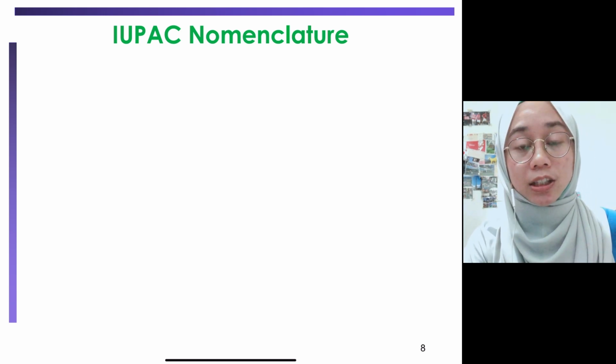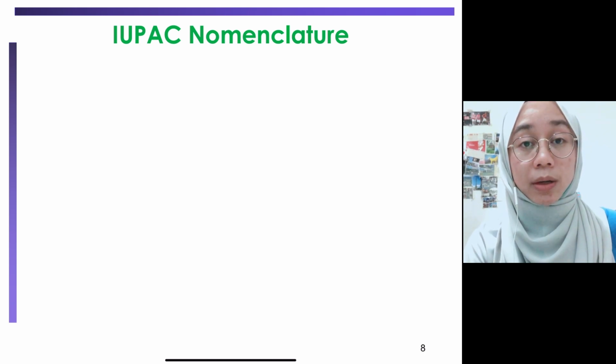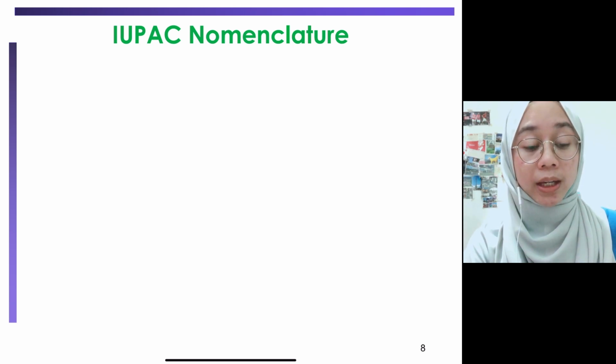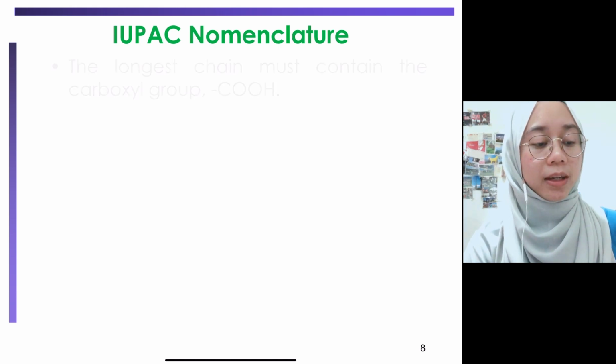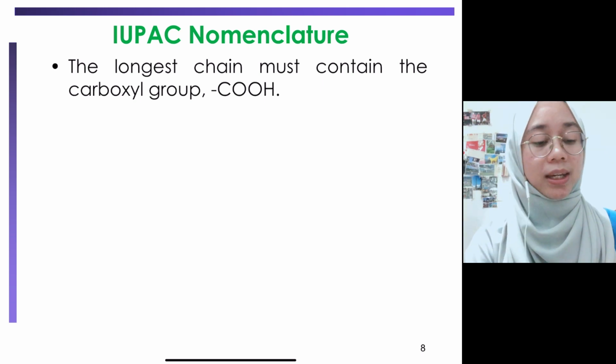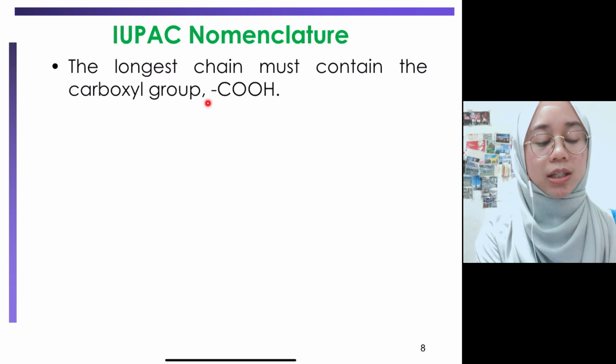Alkane je lah yang tak ada functional group kan, tapi yang lain kamu belajar semua ada functional group. Carbon-carbon double bond, apa lagi, hydroxyl group, carbonyl group. Okay, and this one pula, apalah pula nama functional group dia. Okay, so the longest chain must contain the carboxyl group. Okay, therefore untuk carboxylic acid ni, kita punya functional group bernama carboxyl group.